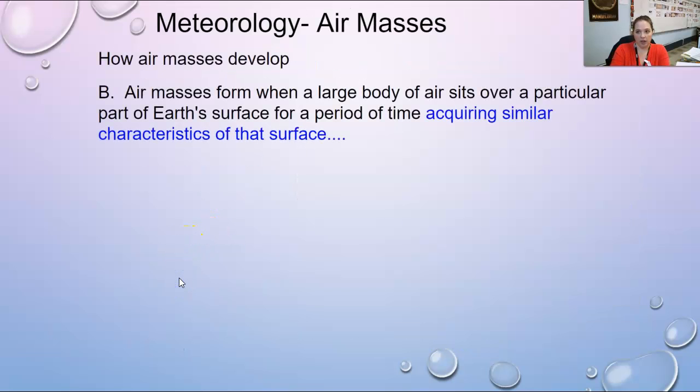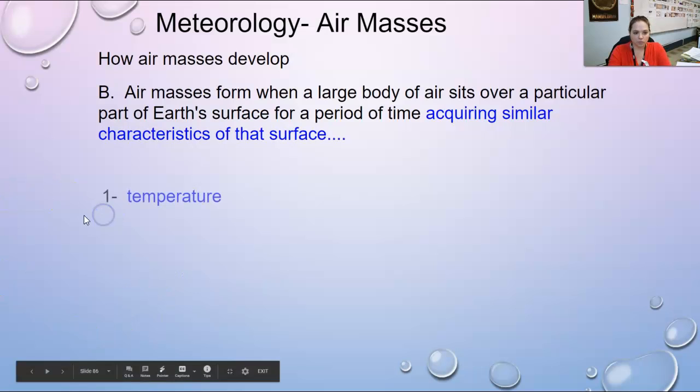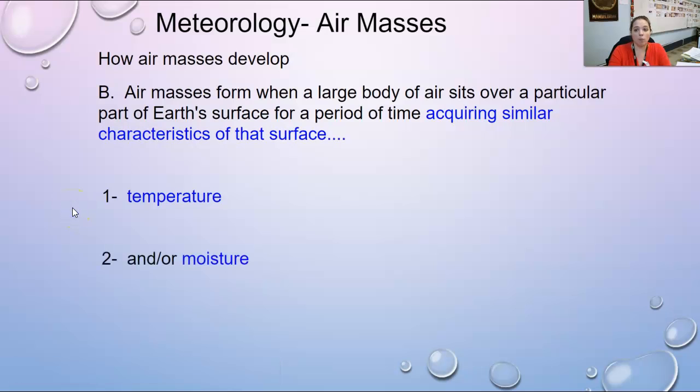So how do they develop? Well, first off, they form when large bodies of air sit over particular parts of Earth's surface for a period of time. And because they're sitting over it, they acquire similar characteristics of that surface. Now we have two types of surfaces. And it gives both temperature and moisture. Those surfaces, that's the characteristics that they pick up.